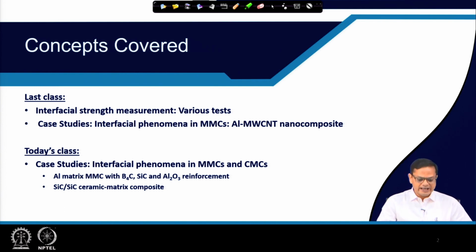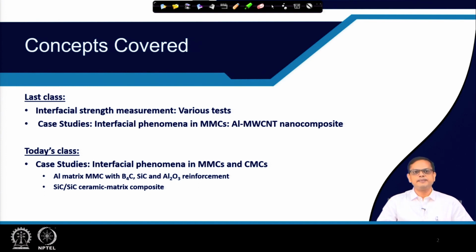In today's class I have selected two different composite materials. One is metal matrix, the other one is ceramic matrix. In the metal matrix composite, it is an aluminum matrix, where there are three different reinforcement particles, as you can see, B4C, SiC and Al2O3. When we have these reinforcements in the aluminum matrix, how is the interface in the different cases, that is what we will try to understand today.